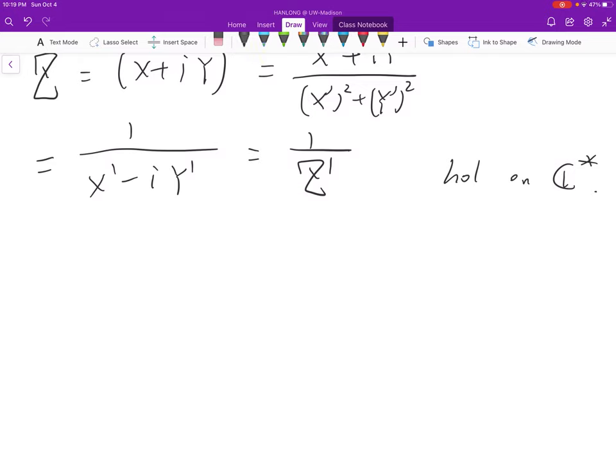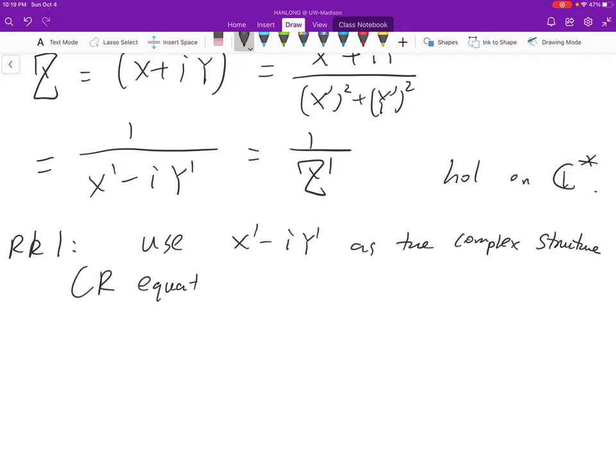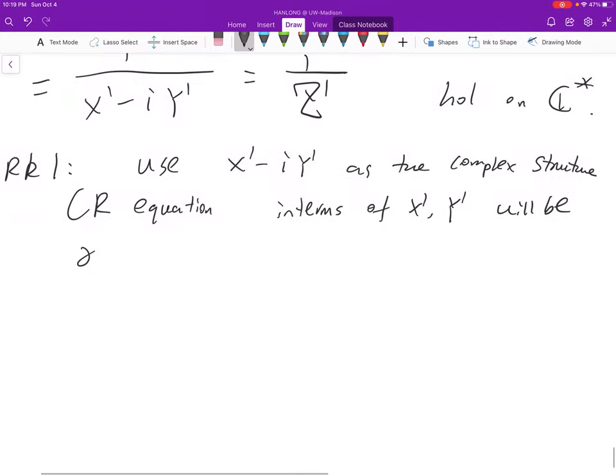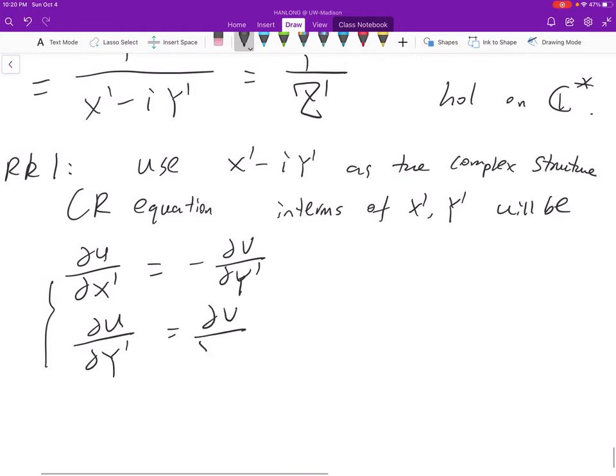Okay, then a remark from the Cauchy-Riemann equation point of view. If we use x prime minus iy prime as a complex structure, then the CR equation in terms of x prime, y prime will be partial u partial x prime equals minus partial v partial y prime, and partial u partial y prime equals partial v partial x prime. So then you can directly test our original computation.